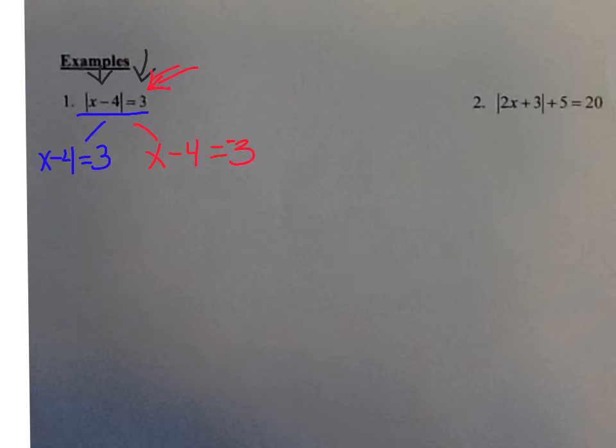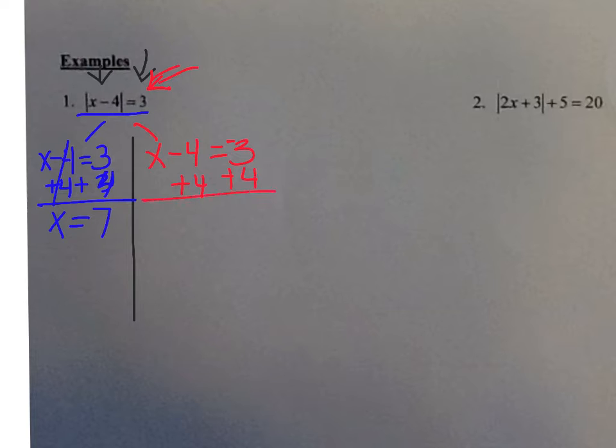All right, now you're going to solve each one of these. So add 4, and I'm also going to draw a bar down here to keep them separated. Add 4 to both sides here. So I get x equals 7 because the 4's cancel. And on the right side, I'm going to add 4. Negative 3 plus 4 equals positive 1.